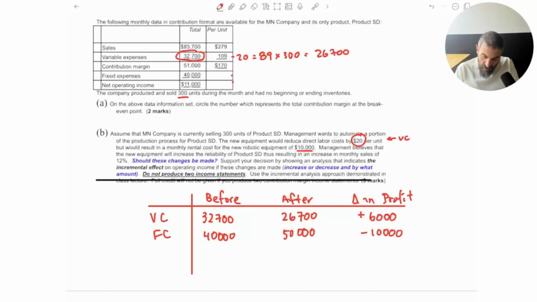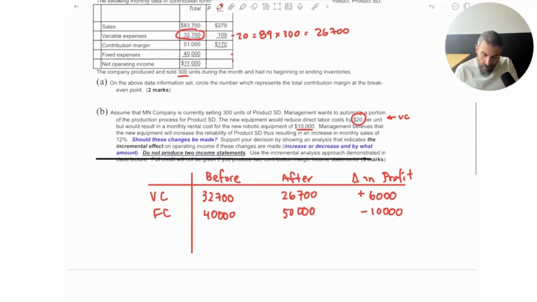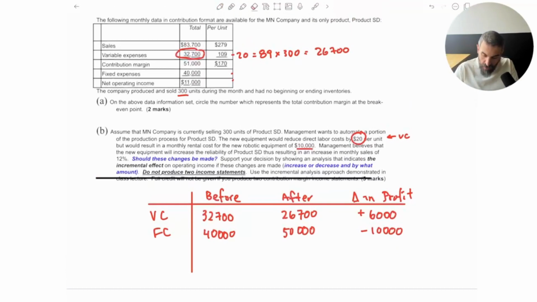What else does it say? It believes that the new equipment will increase reliability, thus resulting in an increase in monthly sales of 12%. Okay. So we're going to backtrack a little bit. Because our sales are changing, I'm going to put sales as one of the lines here, but I'm actually going to get rid of this. Okay, so look, your sales right now are 83,700.